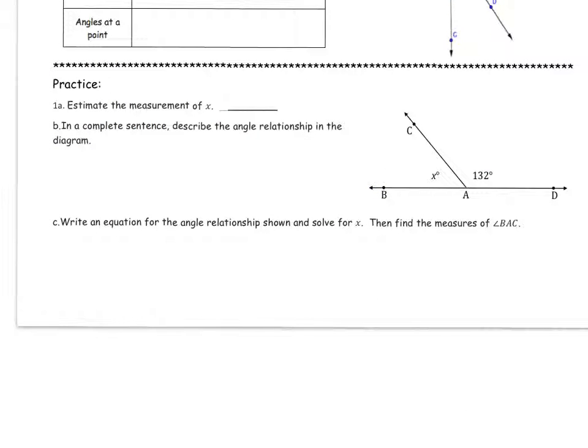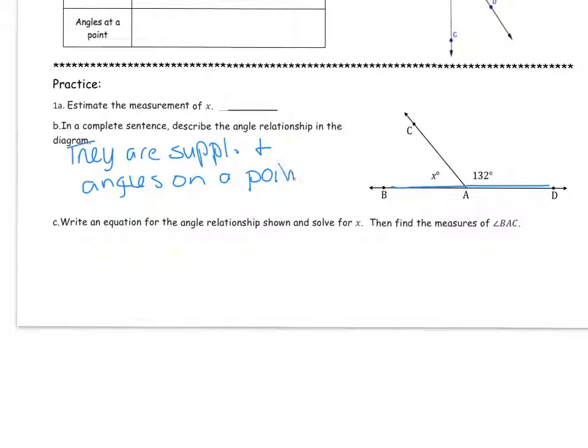All right, let's complete some practice problems. So here it says, in a complete sentence, describe the relationship in the diagram. They are adjacent, but that doesn't really help us with the angle measure. I see that they're on a straight line, so they are supplementary. But you could have also said, and they are angles on a point, so add to 180 degrees.